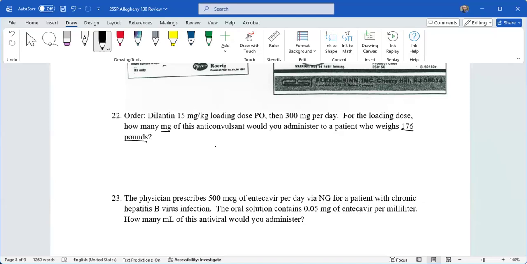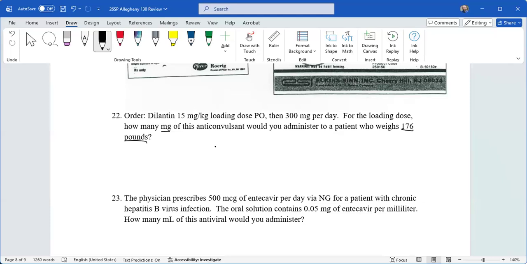So what we need to do is convert the patient's weight in pounds to kilograms. That's step one. Step two is multiply that kilogram body weight by the 15 milligrams per kilogram. Sometimes students get hung up on this 300 milligrams per day. It's only asking you to calculate the loading dose. So we're going to give them a big quantity first, and then give this as a maintenance dose. What's dependent on the loading dose is how much the patient weighs. So that's why we're doing this. This extra 300 milligrams per day, you don't need to take into account.